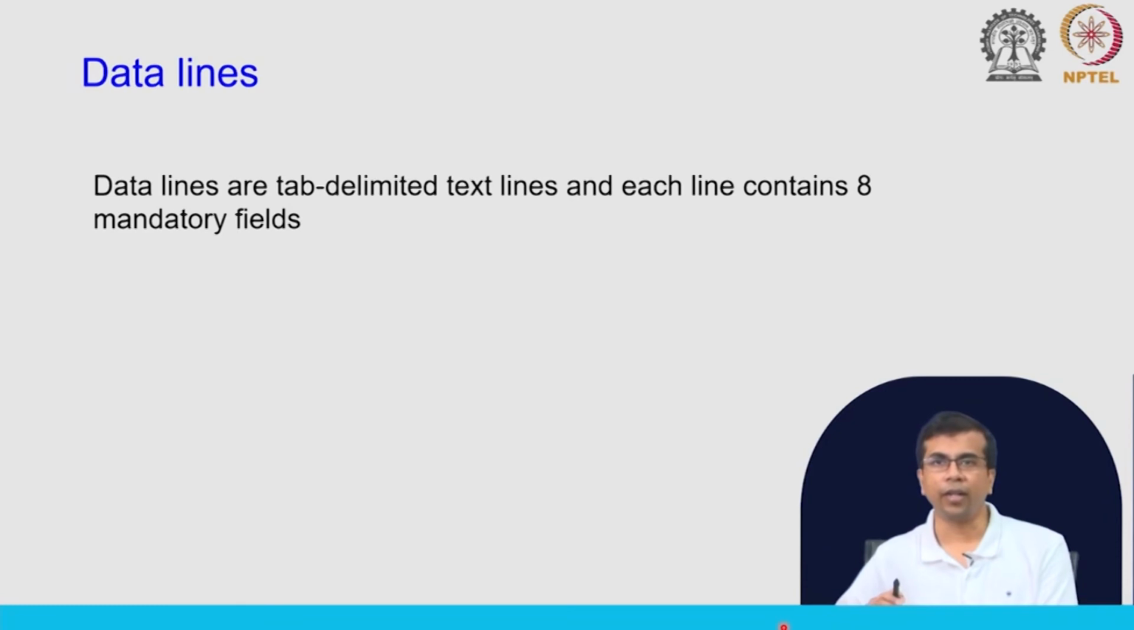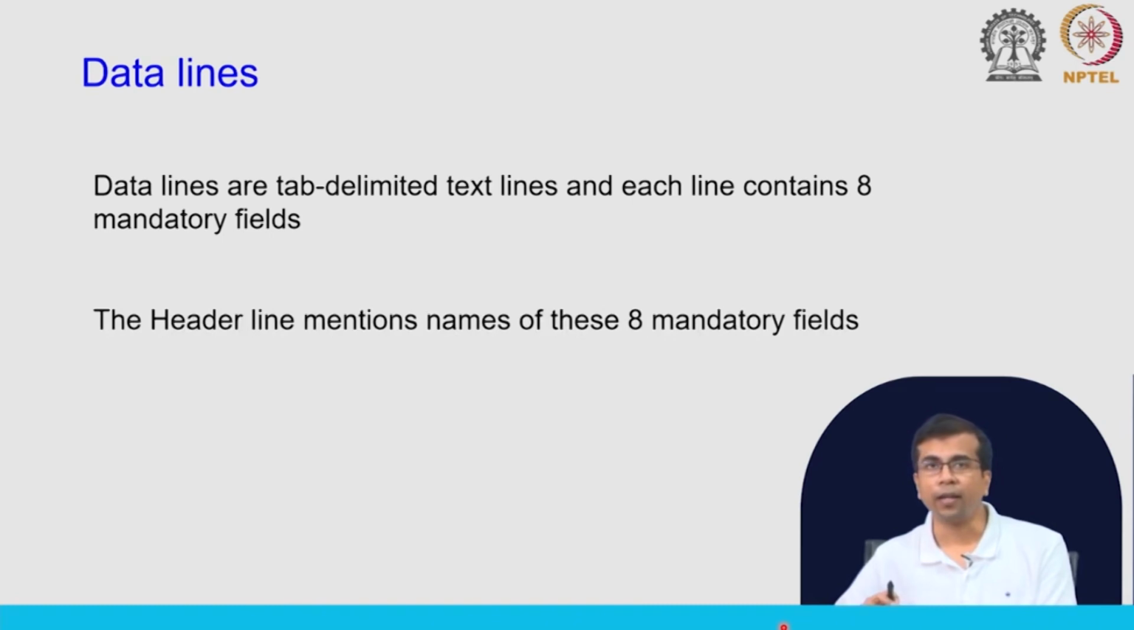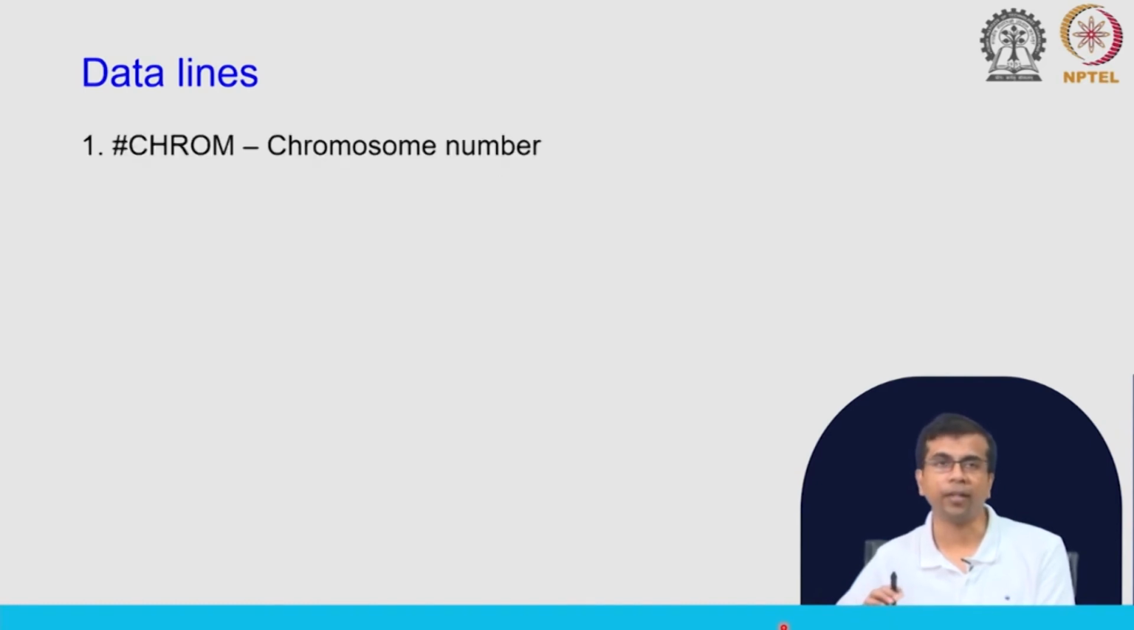So, data lines are tab delimited. They are tab separated text lines, and each line contains 8 mandatory fields. The header line mentions the names of these 8 mandatory fields. It is just saying what you have in the data lines. The first header that you see is chromosome. You see this #CHROM if you notice the example. This is the chromosome number, the first field.